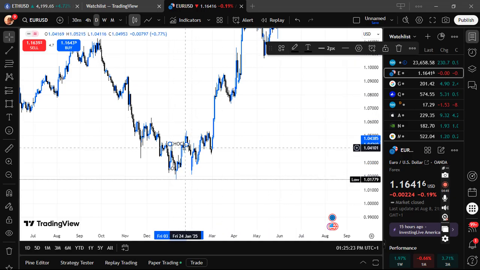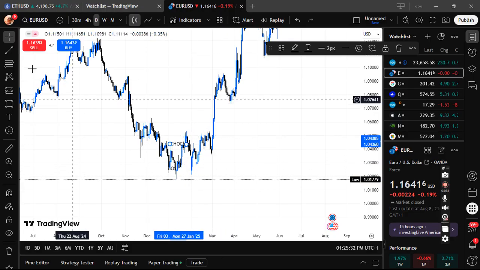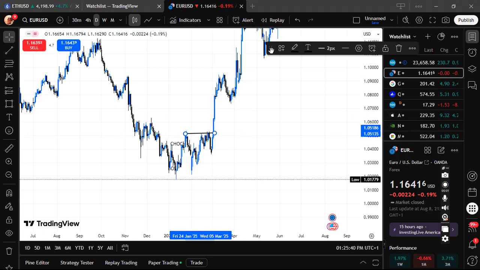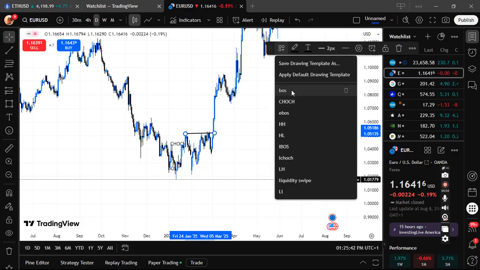Market pulls back. It gives a nice change of character. Market pulls back, but does not break this low, and went up. So let's take this as our nice one. This one is a break of structure to the upside.